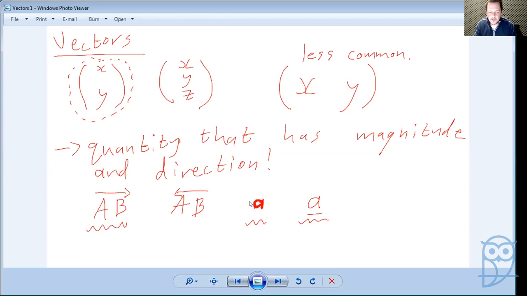Now, in a textbook, you'll see vectors written in bold. We don't write in bold. So to denote a vector, if it's not given with a start and end point, we just underline it. If it's got 2 points, we put the arrow. But if it's just a letter denomination, we underline it.